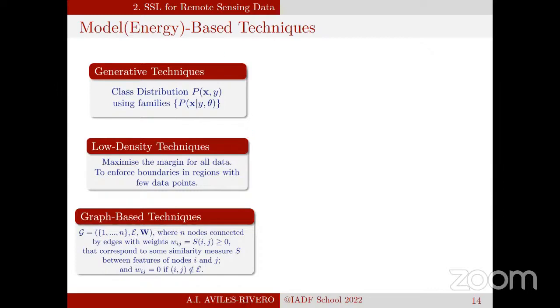And then there is another perspective, the graph-based technique. In the graph-based technique, instead of the data, you have another representation, a graph connected by nodes, edges and weights, which we are going to go into in detail in the following slides, and some similarity between your data. So these are different ways to do it from the model-based perspective. There are even more, but these are the best known in the community. Going through each one deserves a lecture itself, so we are going to focus on a particular one, the graph-based techniques.